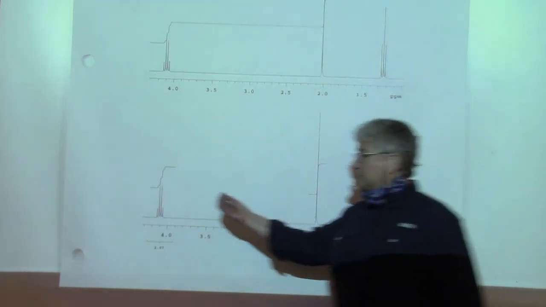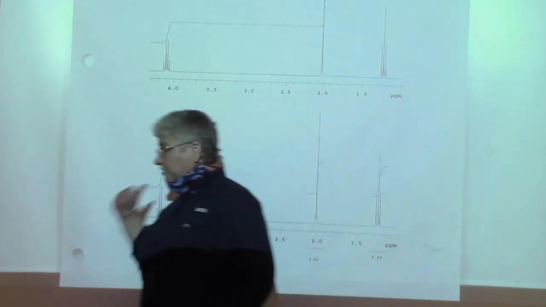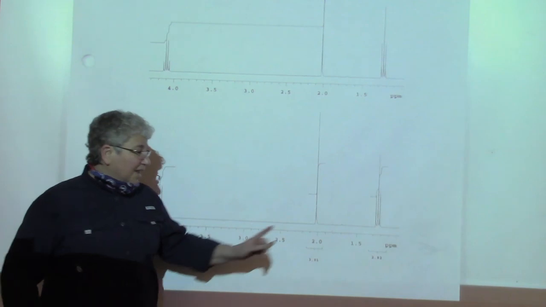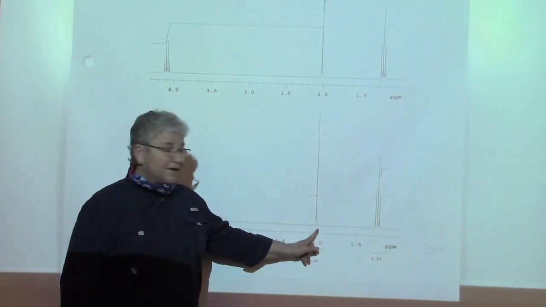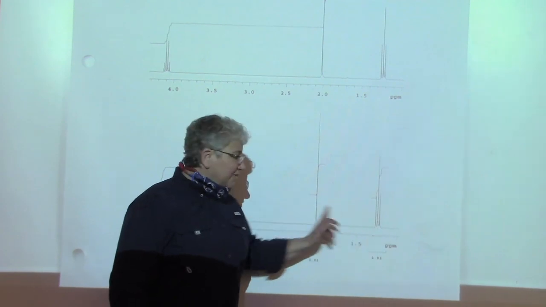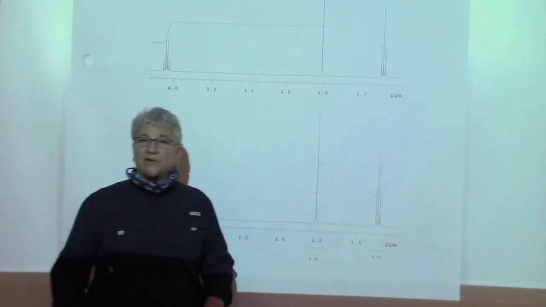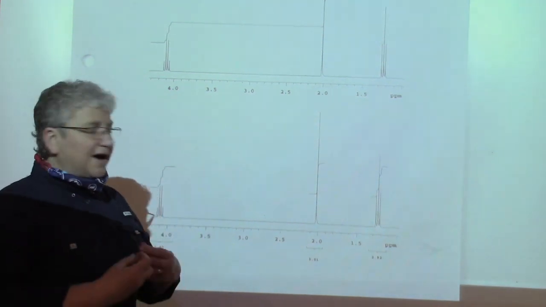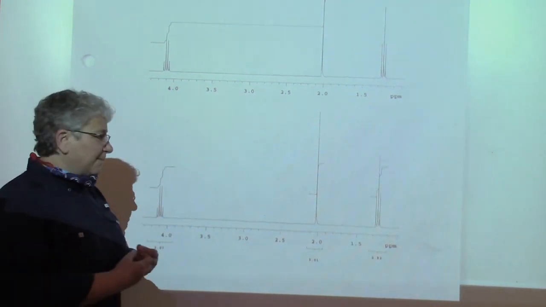It's telling you that this represents 2 hydrogens. I know that this is a CH2, and this is a CH3, and this is also a CH3, right? And I know that because that's what the integration is telling me. The integration is telling me how many hydrogens are represented by that peak.